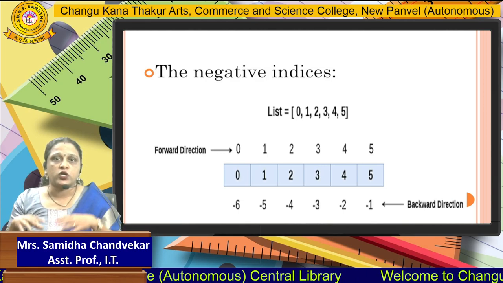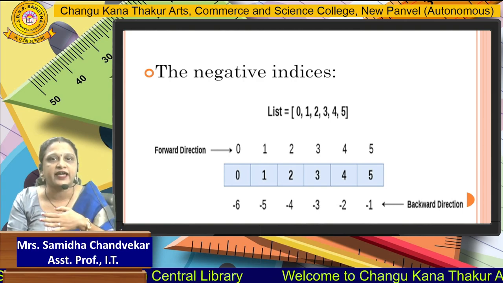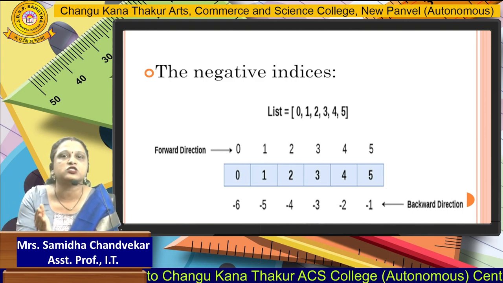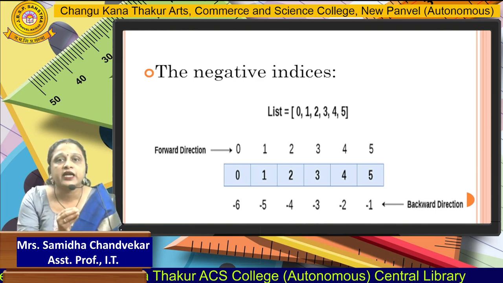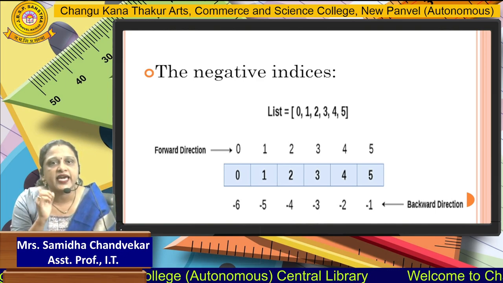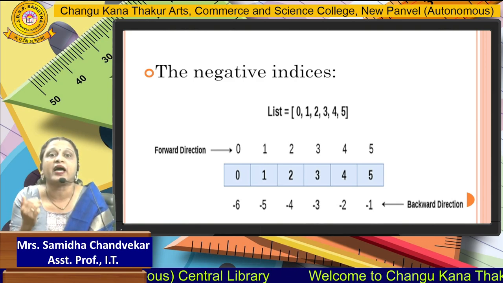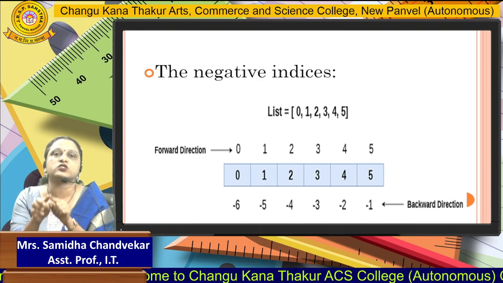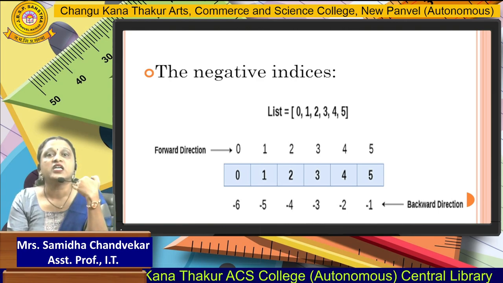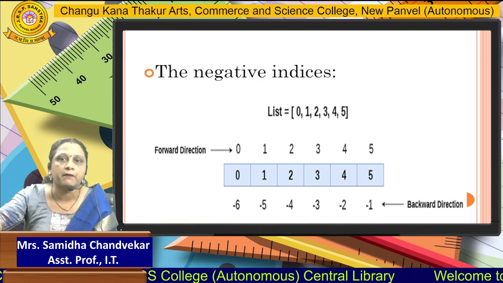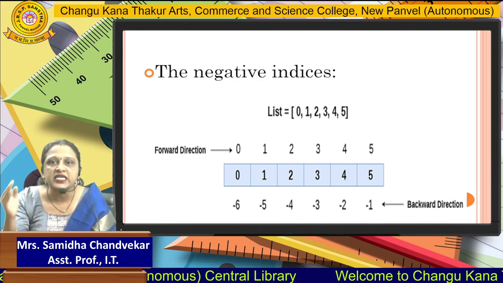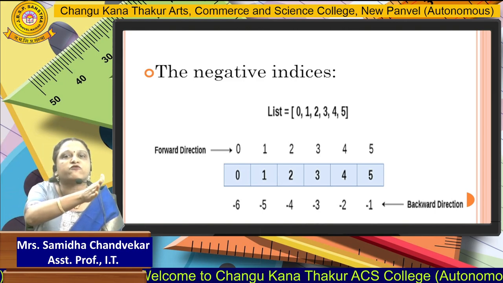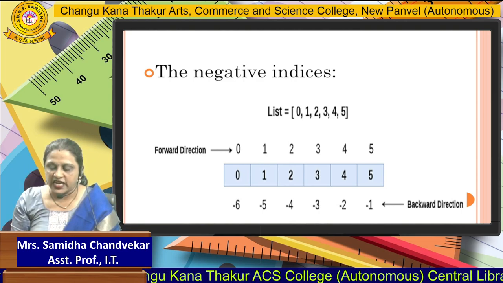Now, in Python, a list has index starting in the forward direction from 0, 1, 2, 3, 4, 5. Similarly, it also starts from the backward direction: minus 1, minus 2, minus 3, minus 4, minus 5, minus 6. It means suppose I want to access 5, I can access it with plus 5 and I can also access it with minus 1 index. If I mention the minus 1 index, it will immediately give me the value which is at index 5. So this is negative indexing. Sometimes you want to call from the backward direction. At that time you have to use the negative index. The last one starts from minus 1, minus 2, minus 3, minus 4, minus 5, minus 6.